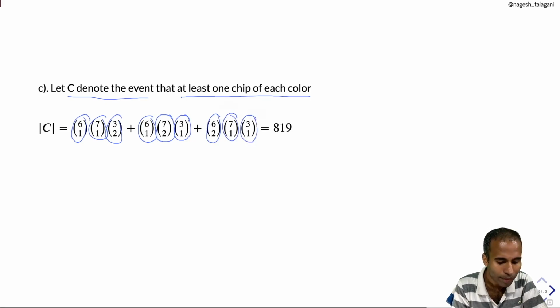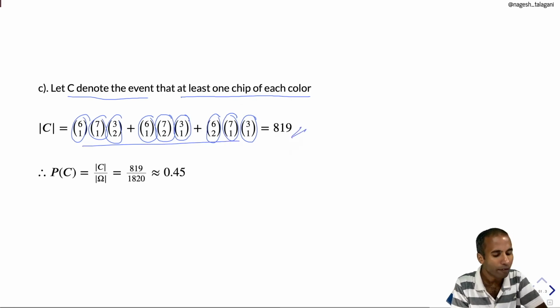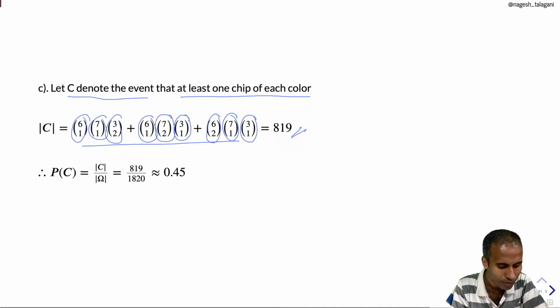By the sum rule we can add this up, and you will get 819. Therefore the probability of C is going to be the number of elements in C by the number of elements in omega, which is 819 by 1820, whose value is approximately 0.45. So the probability of C is going to be 0.45.